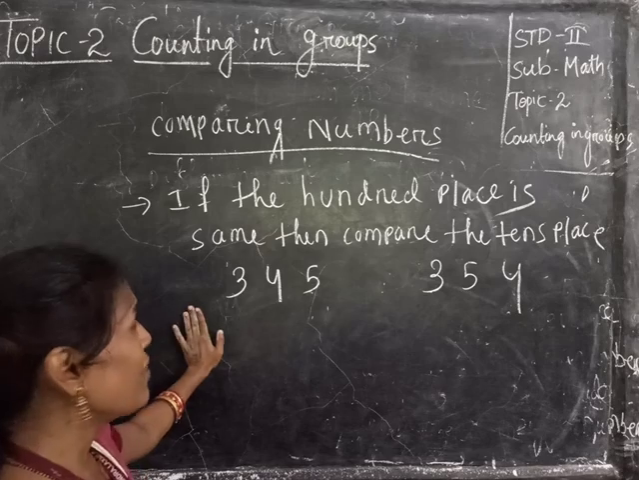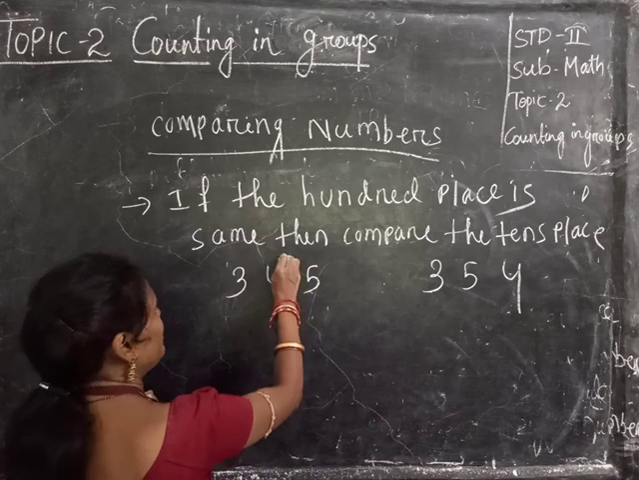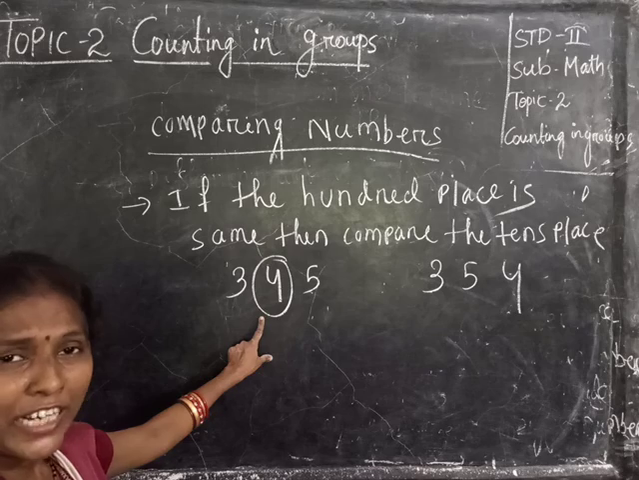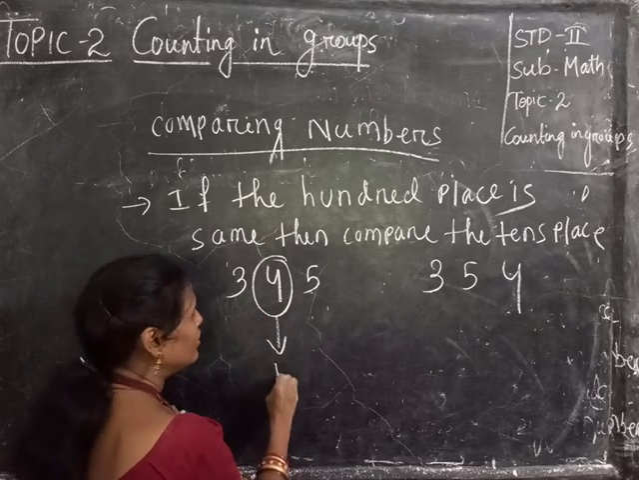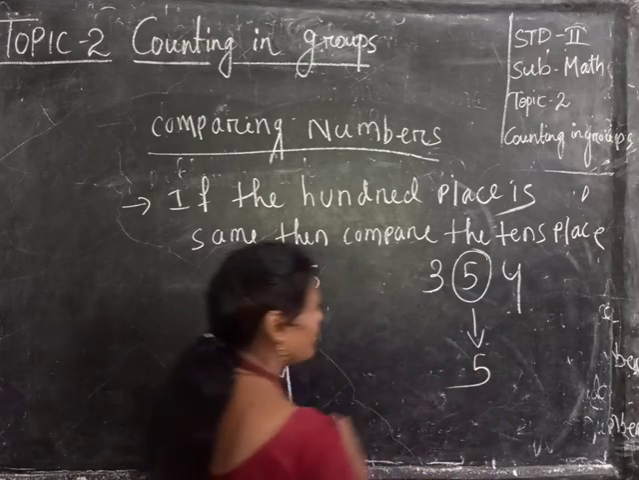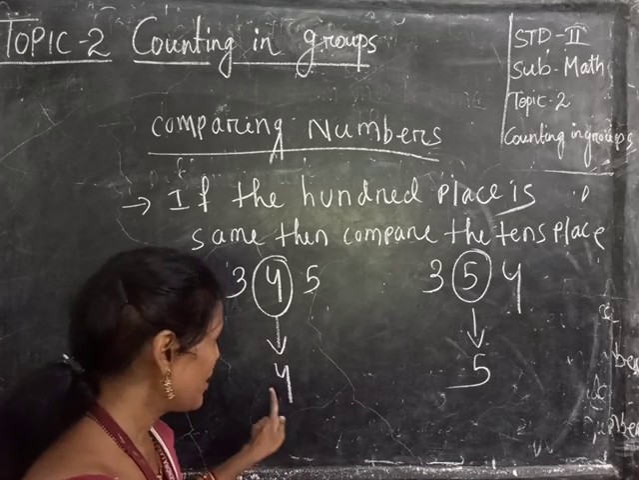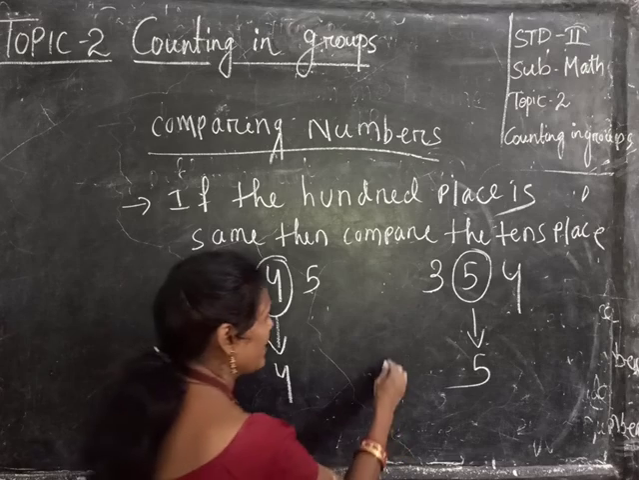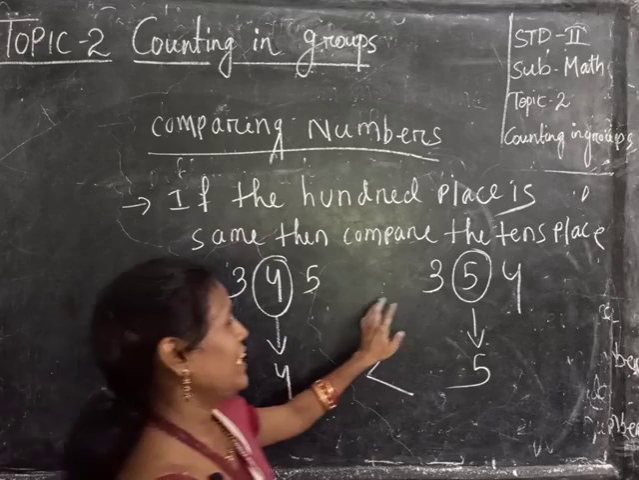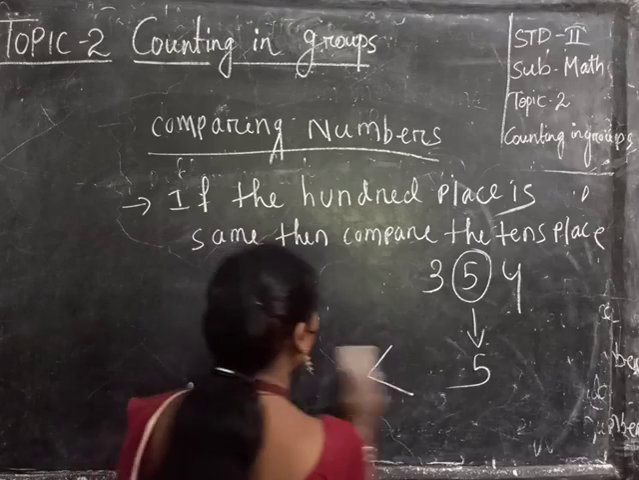I have written, if 100 place is same, then we will go to which place? Tens place, right? So tell me students, in the first number, which digit is sitting in the tens place? 4. Okay. Then in second, which one is sitting? 5. Right. So now you can put the sign. Which sign? Smaller number, smaller side. Okay. That means this one. So that means 345 is less than 354. Okay. So now another example we will do. Are you clear?